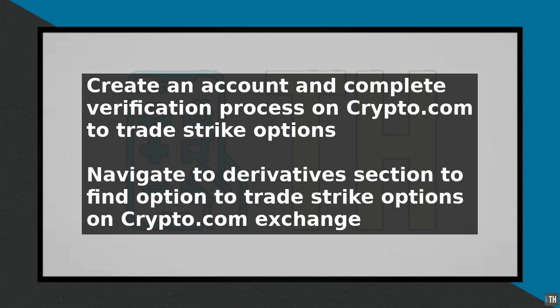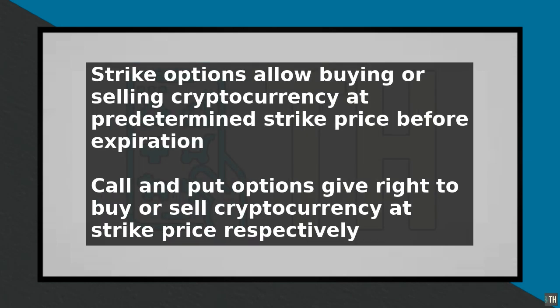Strike options allow you to buy or sell a specific cryptocurrency at a predetermined price, known as the strike price, before a certain expiration date. There are two main types of strike options: call options and put options. A call option gives you the right to buy a cryptocurrency at the strike price, while a put option gives you the right to sell.